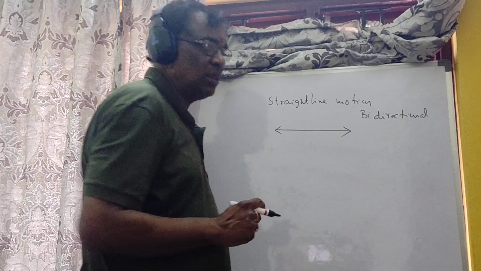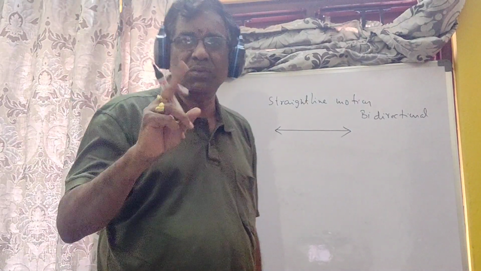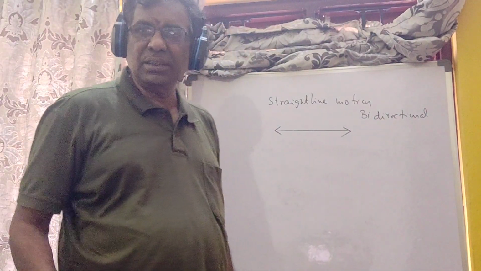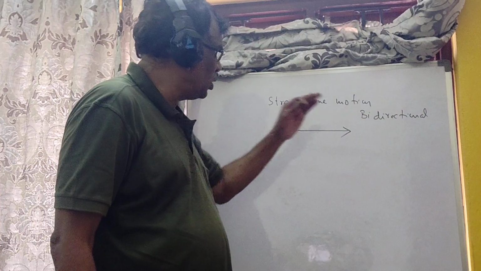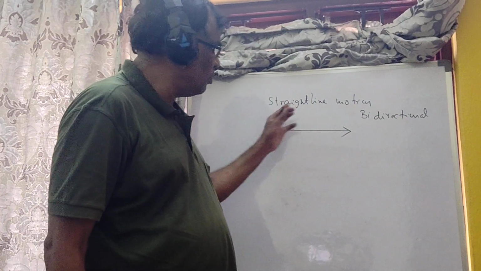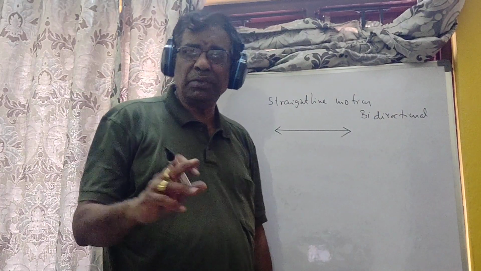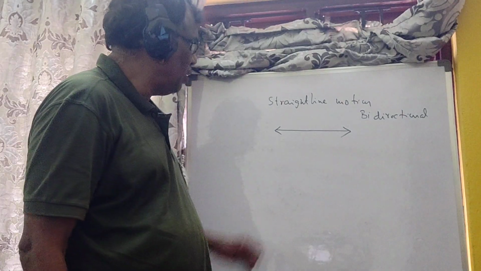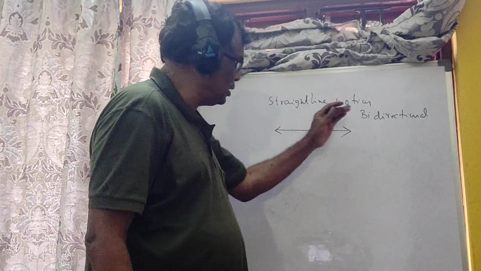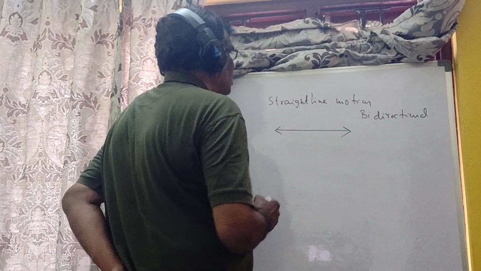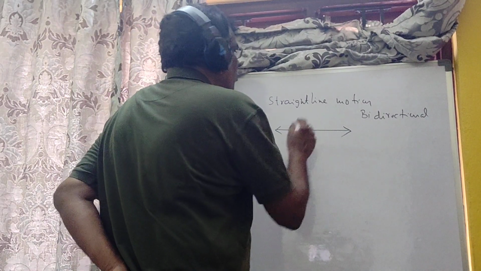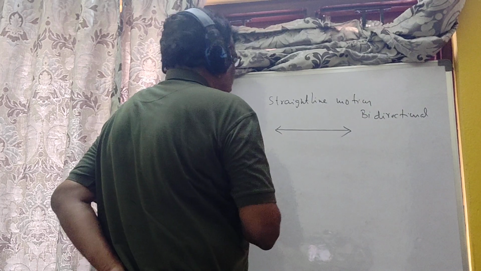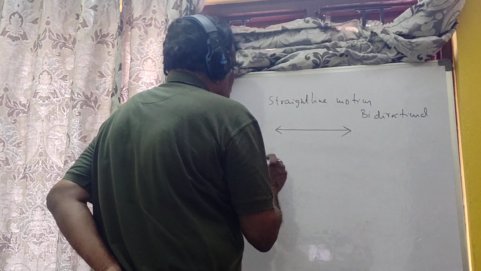It is wrong to say straight line motion has only one direction. It's a misconception. You have to remove all that if at all you have it. Now, the straight line motion is a bidirectional motion. When is that bidirectional? When is it straight? That we will discuss after this lecture. Now, straight line motion, this is a 1D motion.